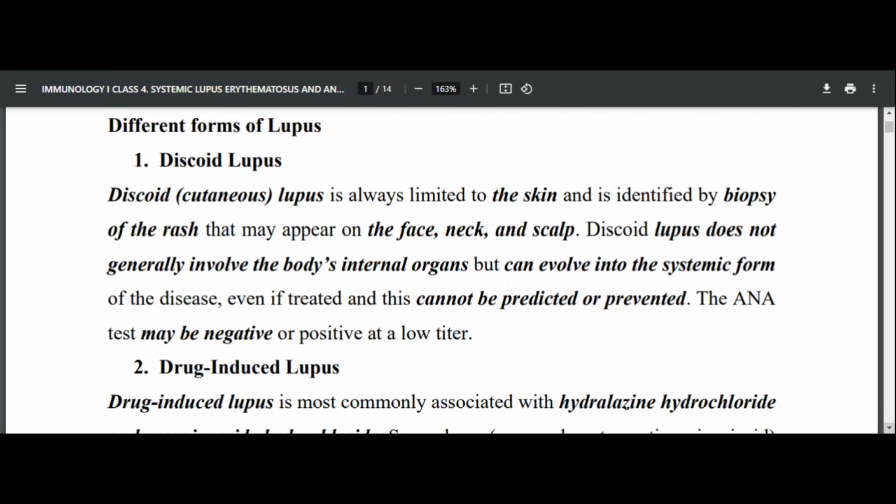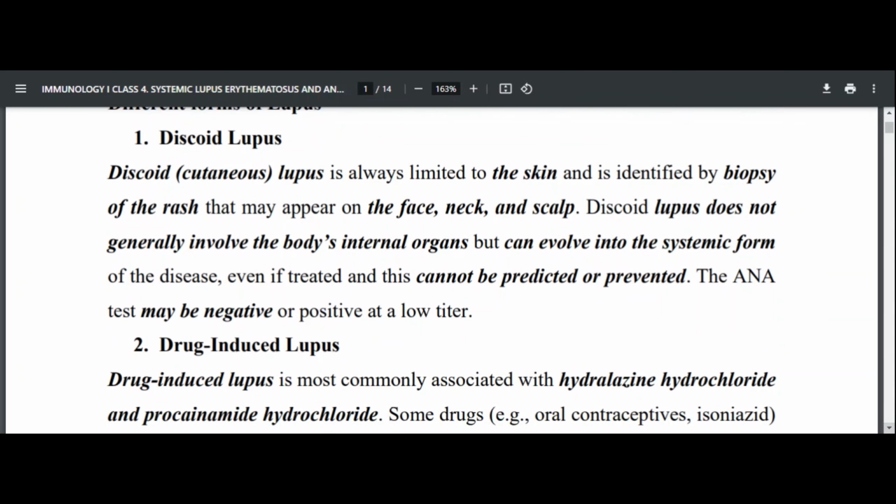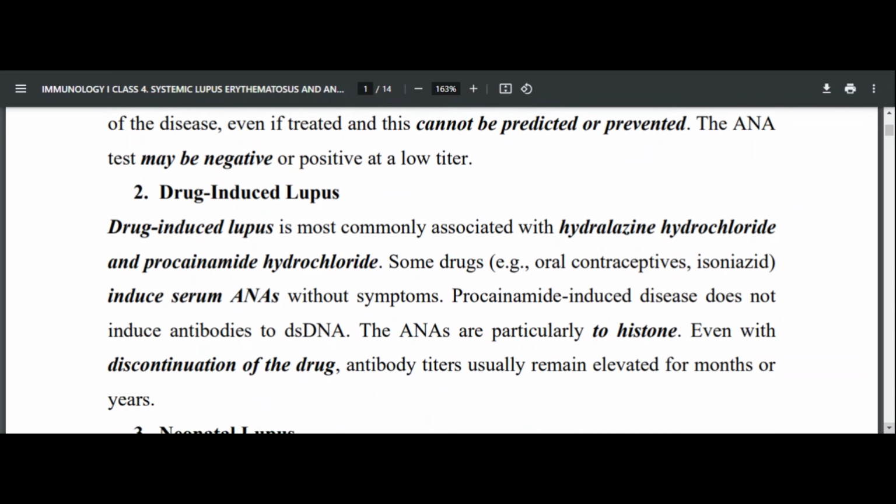The second type of lupus is called drug-induced lupus. Drug-induced lupus is another common lupus associated with some drugs. Those drugs are hydralazine hydrochloride and procainamide hydrochloride. Some drugs, for example oral contraceptives as well as isoniazid, can also induce antinuclear antibodies without symptoms. Procainamide is a classic example of a drug which induces lupus.